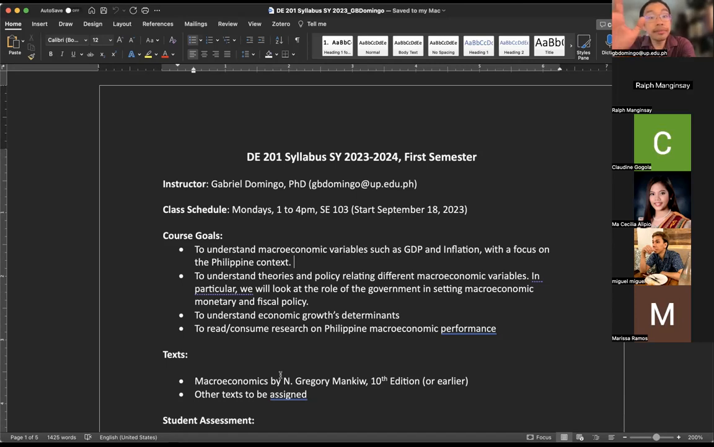To understand economic growth. So sometimes economic growth is labeled as, especially in a developing country context, economic development. In this course, we will essentially do a big overview of the main models for economic growth, which you will also see in much more depth and detail in a development economics course. But we'll try to understand the growth, the determinants of growth, and how to test for the different hypotheses that come out of these growth models. And finally, to read and consume research on Philippine macroeconomic performance.